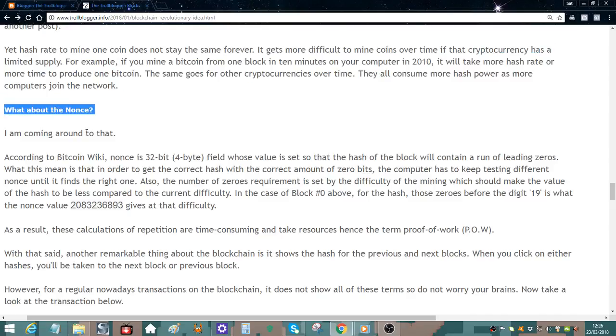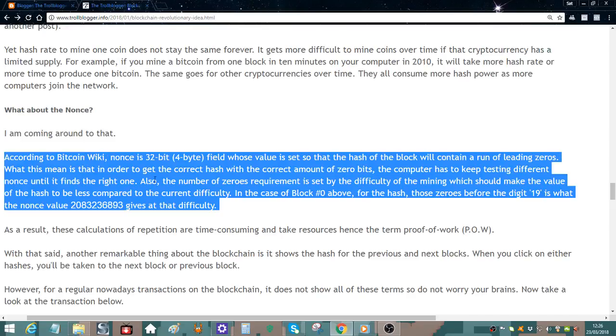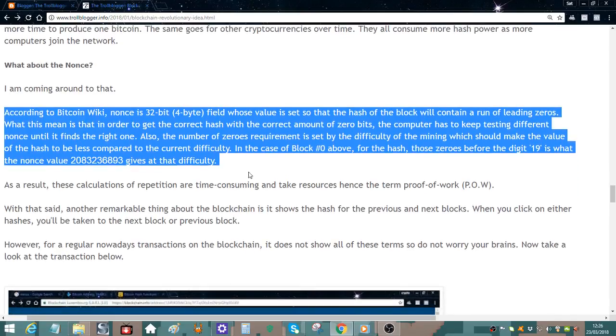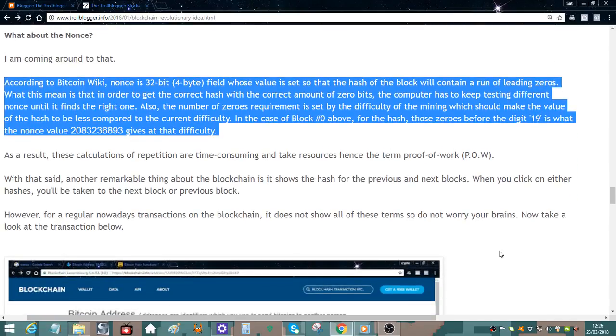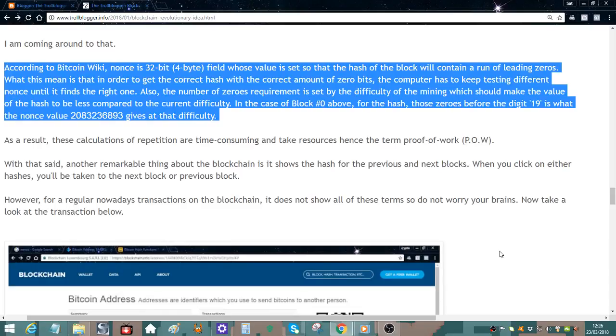What about the nonce? I am coming around to that. According to Bitcoin Wiki, nonce is a 32-bit, 4-byte field whose value is set so that the hash of the block will contain a run of leading zeros. What this means is that in order to get the correct hash with the correct amount of 0 bits, the computer has to keep testing different nonces until it finds the right one. Also, the number of zeros required is set by the difficulty of the mining, which should make the value of the hash less than the current difficulty.